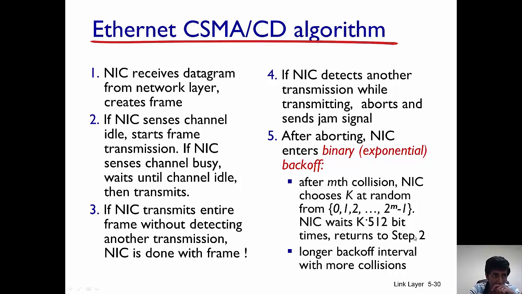So say if M is 3, then it's going to pick a number between 0 and 2 to the power of 3, which is 8, minus 1, that is 7. So it's going to pick a number between 0 and 7. And say it picks a number, say 5. So it waits for 5 units of time before it transmits. So the more collisions a node experiences, the higher the chance it has to wait for a longer length of time before it transmits. So it picks a number at random in this set.